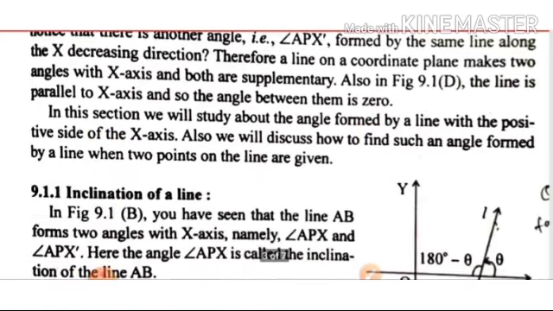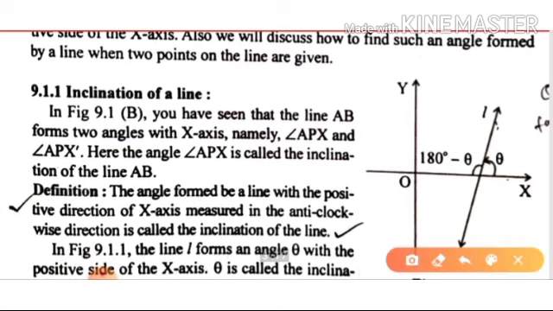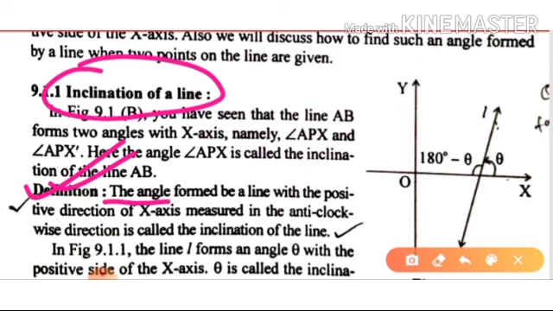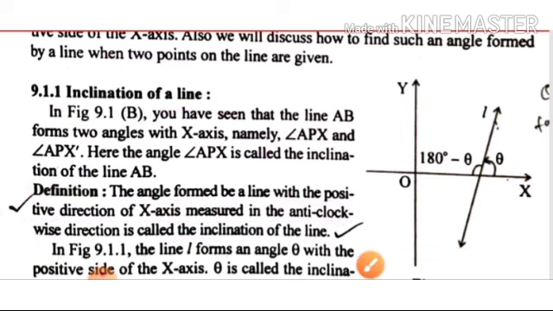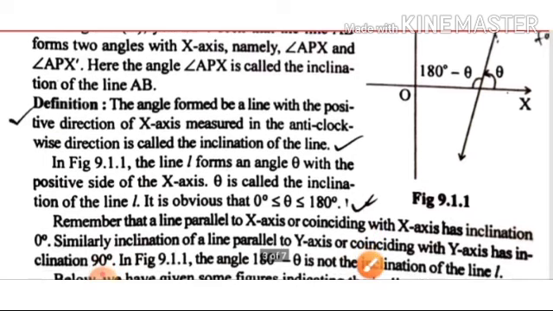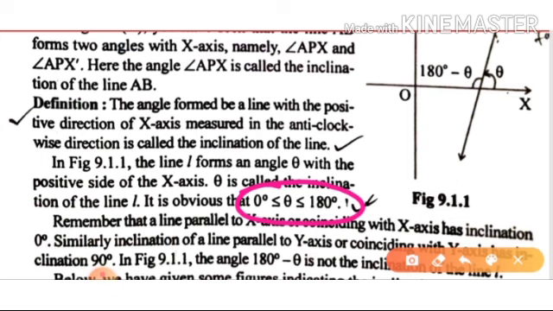So this is the inclination of a line. The definition given: the angle formed by a line with the positive direction of x-axis, measured in the anti-clockwise direction, is called the inclination of the line. This is the angle of inclination of the line L. Generally we write it as theta, and we know the angle of inclination can be equal to 0, it can be 180 also, it can be 90 also.